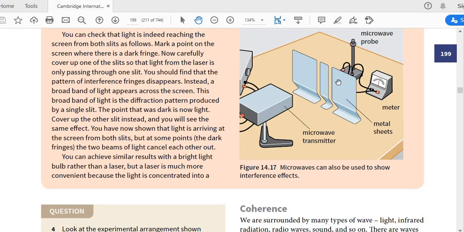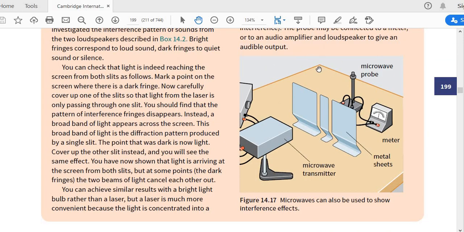When you do it with microwaves and move the microwave probe along a certain line, there will be quiet regions, where the reading is minimum or 0, and regions where it is maximum. Where it is minimum is where destructive interference takes place, and where it is maximum is where constructive interference takes place.